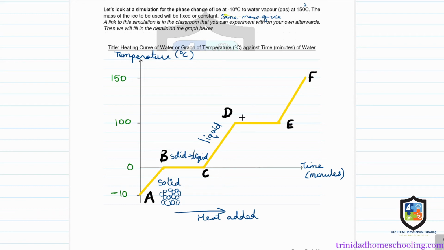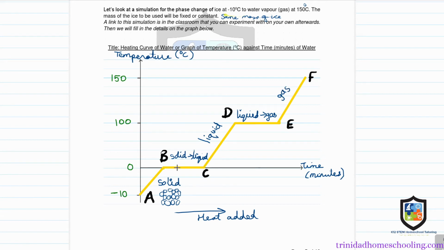Then, when we reached 100 degrees Celsius, it stayed there for a while. And what was happening here? We saw the liquid turning into gas. So we had two states here at the same time. And then after the 100 degrees, when we're heating again, we had gas only.